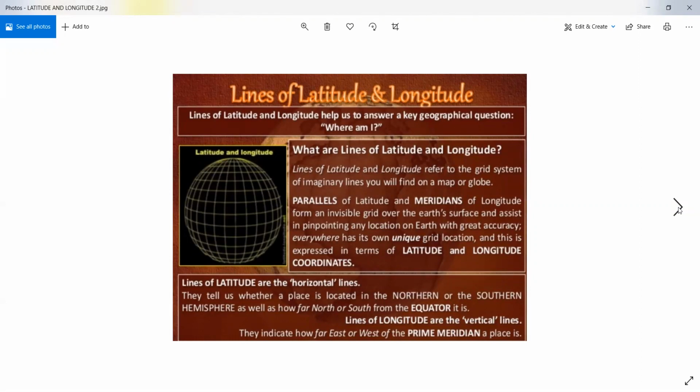Lines of latitude are the horizontal lines. So on the left you can see a grid system. There the horizontal lines that you can see are the lines of latitude, while the vertical lines that you can see are the lines of longitude. Now the lines of latitude tell us whether a place is located in the northern or the southern hemisphere, as well as how far north or south from the equator the place is, whereas lines of longitude indicate how far east or west of the prime meridian a place is.